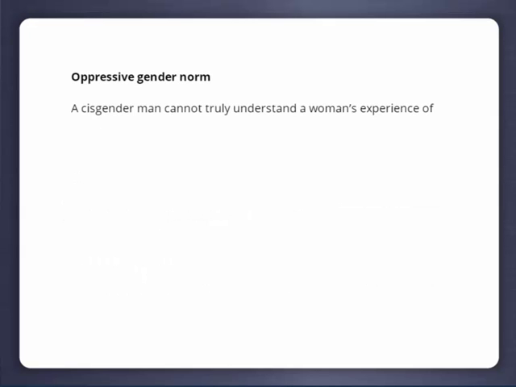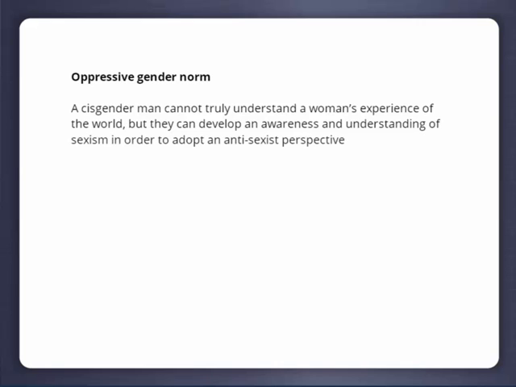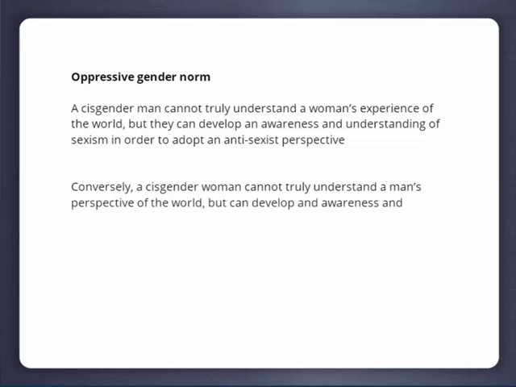A cisgender man cannot truly understand a woman's experience of the world, but they can develop an awareness and understanding of sexism in order to adopt an anti-sexist perspective. Conversely, a cisgender woman cannot truly understand a man's perspective of the world, but can develop an awareness and understanding of the cost of sexism to men.